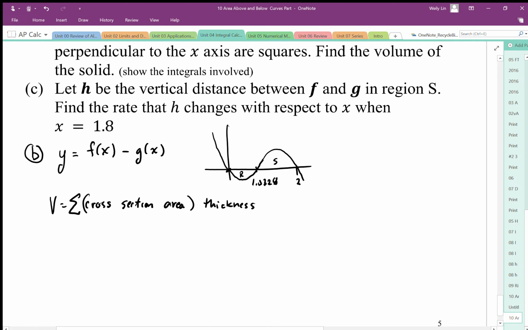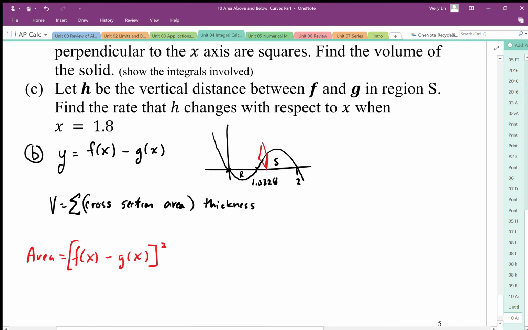That cross-sectional area is equal to the difference in f of x and g of x. So it's going to be this length here. Maybe I'll color code this so you can see what's going on. I'll do this in red. So this length here is going to be f of x minus g of x. And if I want to get the area of the square that's coming out in 3 dimensions, I'm going to take that distance and square it. That gives me the cross-sectional square.